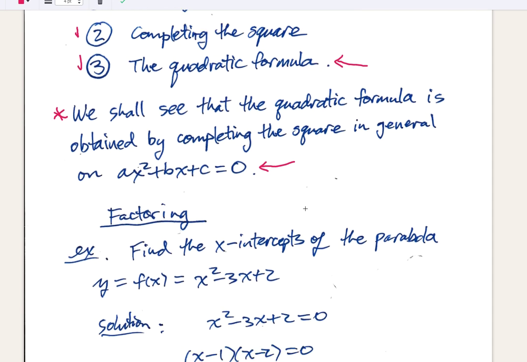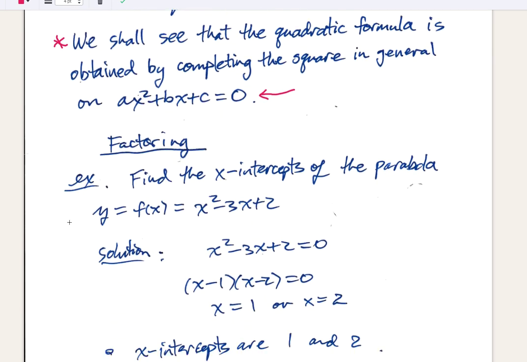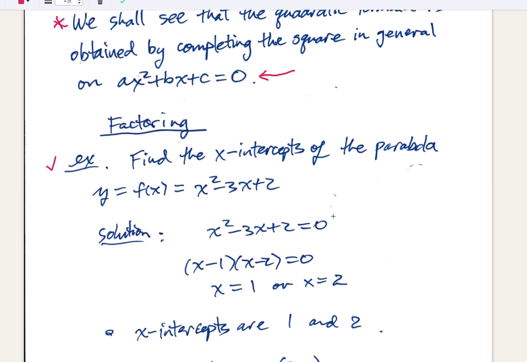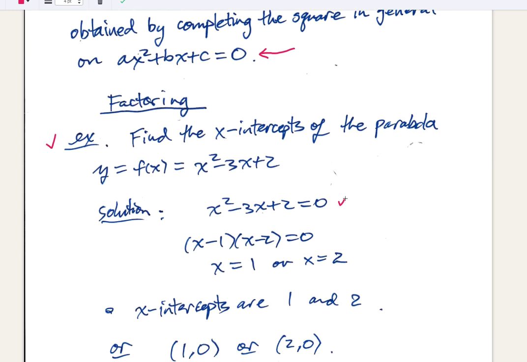Okay, let's talk about solution by factoring. This is the first method I usually try if I'm trying to solve a quadratic equation, okay? So let's take this problem here. Find the x-intercepts of the parabola y equals f of x equals x squared minus 3x plus 2. Okay, so you guys see here what we want to do to find the x-intercepts: you've got to take that quadratic, x squared minus 3x plus 2, and set it to 0, and we get this quadratic equation here, okay?